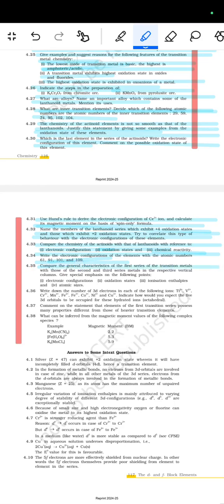Compare the general characteristics of the first series of the transition metals with those of the second and third series of metals with respect to vertical columns. Give special emphasis on the following points: electronic configuration, oxidation state, ionization enthalpy, and atomic size.